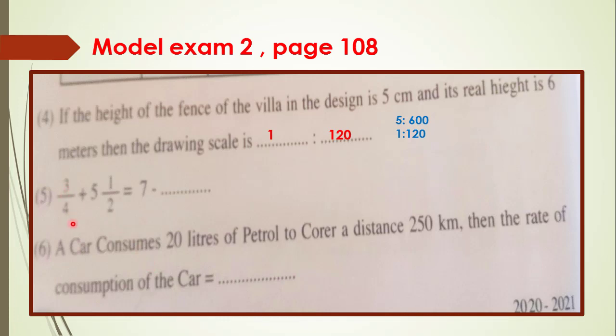Number 5, 3 over 4 plus 5 and 1 over 2 equal 7 minus a number. 5 and half plus 3 quarters. I'll take half with this half becomes 6, 6 and 1 quarter. So 7 minus, yes, 3 quarters. Or 3 over 4, or 3 quarters.